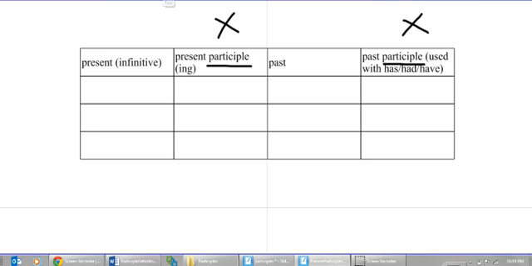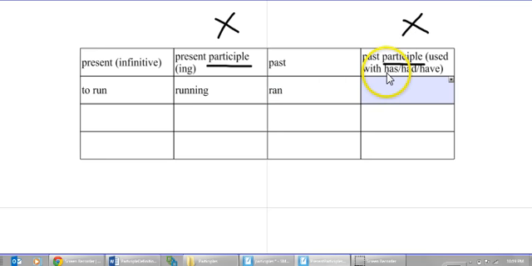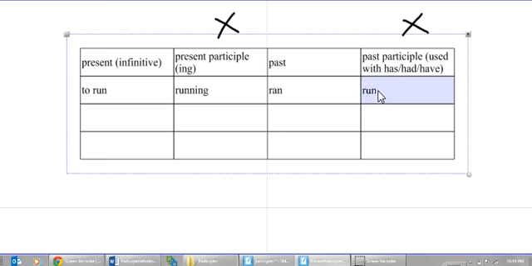So let's do an example. Let's use the verb. Everyone likes to start with run. Run is fine with me. So in the infinitive, it's to run. In the present participle, it's running. Notice you add ing. That's what this is telling you. In the past, it's ran. And in the past participle, you're using it with has, had, or have. So you would say, I have, and the word would be run. You wouldn't say, I have ran. You wouldn't say I have running. You would say I have run.